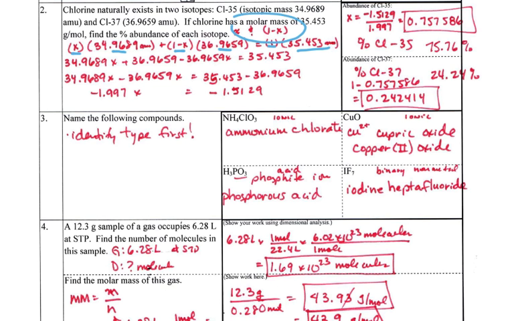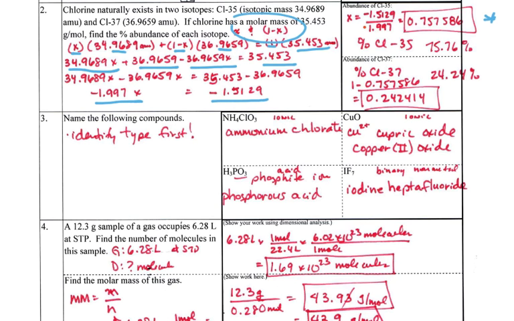So I use X times 34.9689 to get that term. Then here I split that up, so 1 times 36.9659 gives me this term, minus X times 36.9659 gives me that, and 1 times 35.453. Now I put my like terms together, put the X's together, and put the numbers together, and I get negative 1.997X equals negative 1.51. Continuing up here in the top, okay, I just solve for X, and there's a little mistake here. This should be a negative.